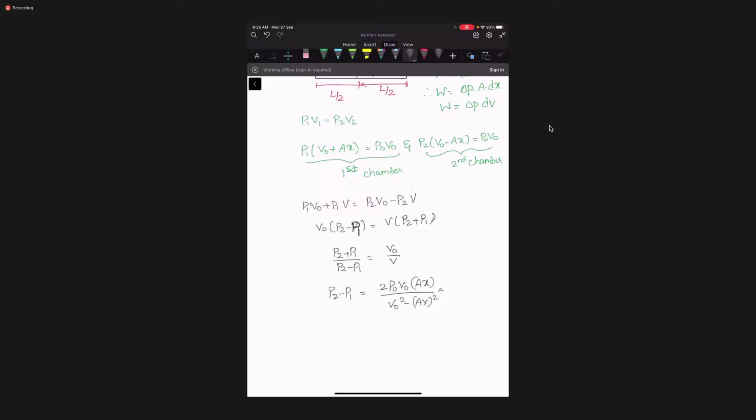We have taken AX as V. So 2 P0 V0 into V divided by V0 square minus V square.